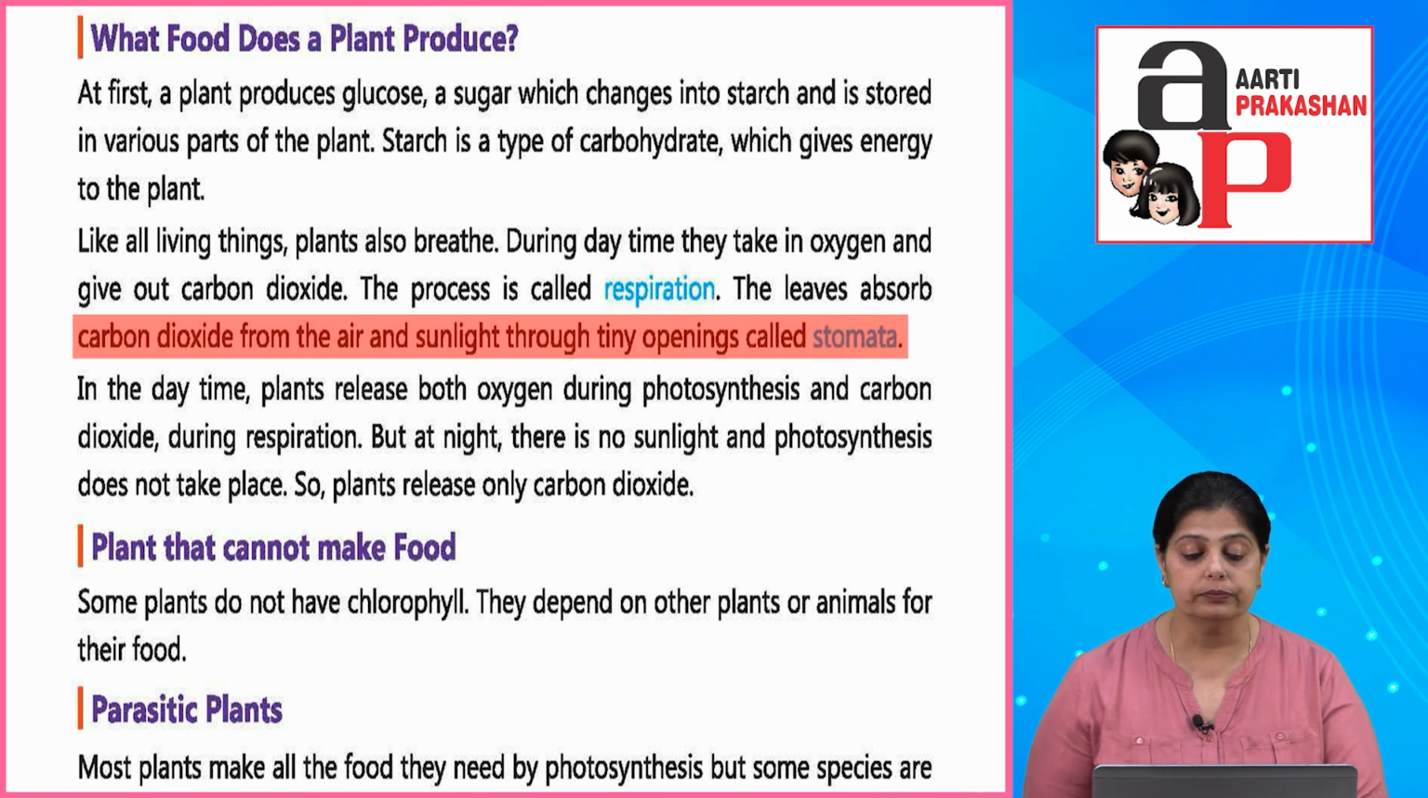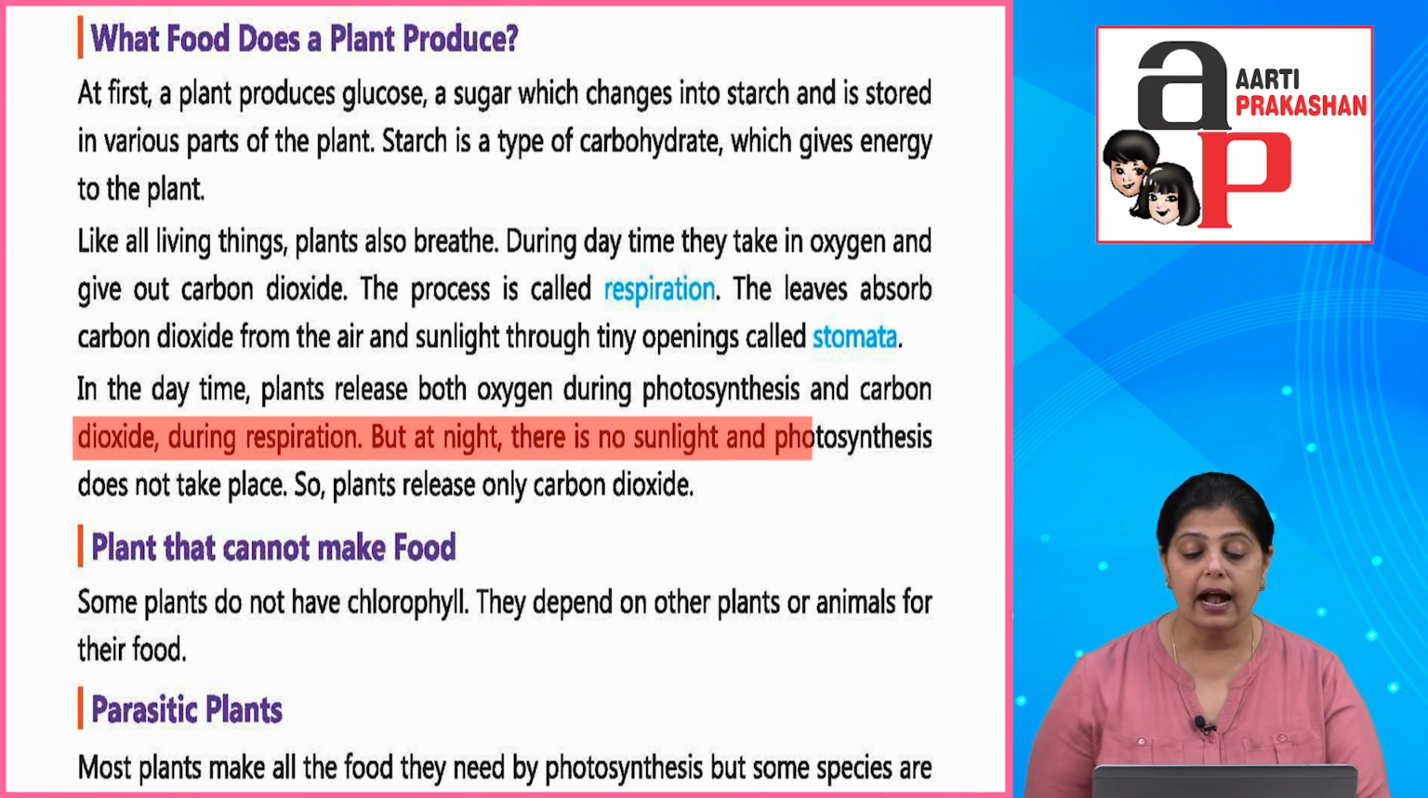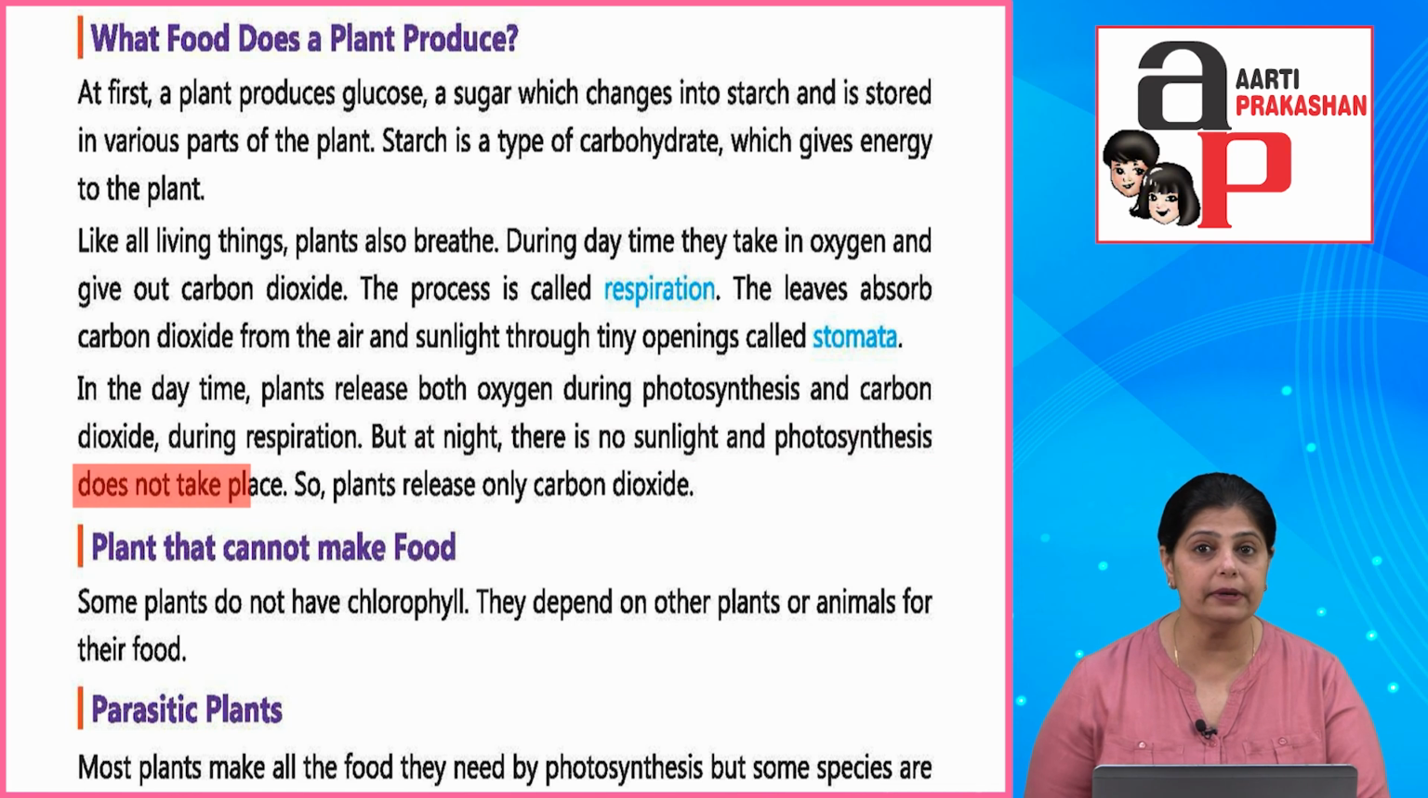Okay, now, in the daytime, plants release both oxygen during photosynthesis and carbon dioxide during respiration. But at night there is no sunlight and photosynthesis does not take place. So, when does photosynthesis take place? In the presence of sunlight. Okay. So, plants release only carbon dioxide. Okay. At night plants release carbon dioxide.